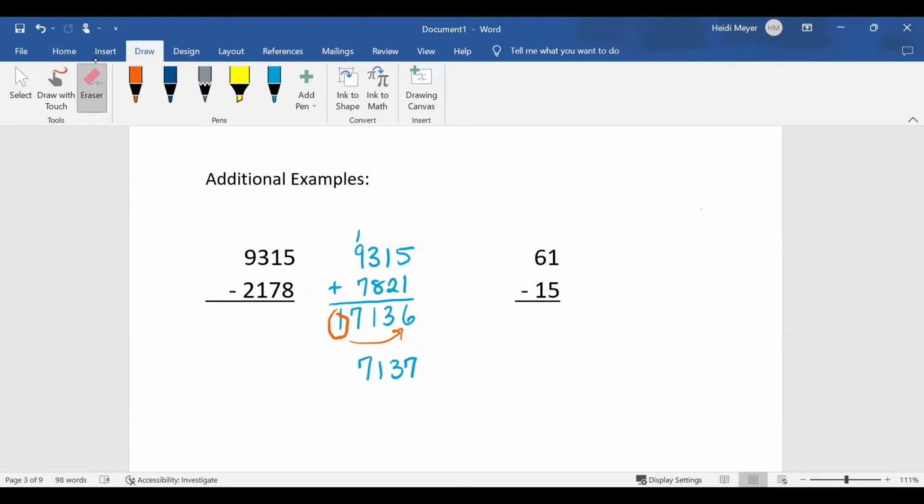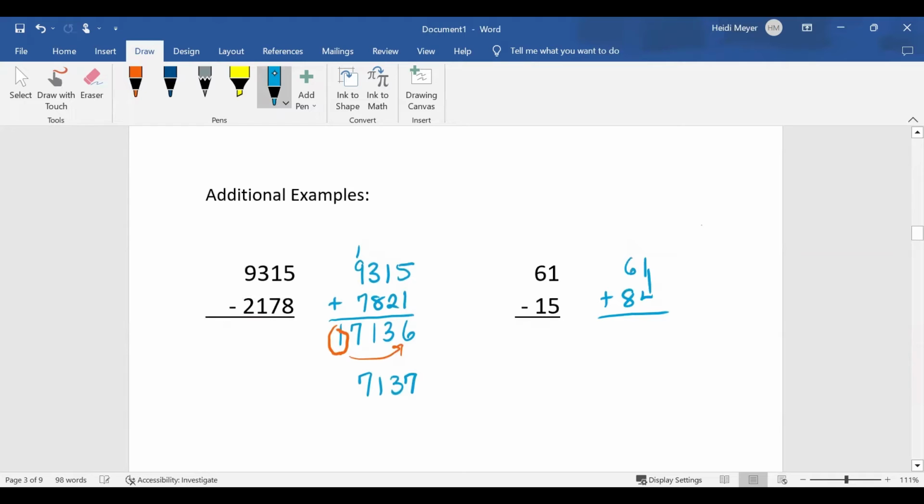So 4 digits, let's go with 2 digits, same process. Keep the number on the top, change to addition, and then find the 9's complement of the number on the bottom. 9 minus 1 is 8, 9 minus 5 is 4.